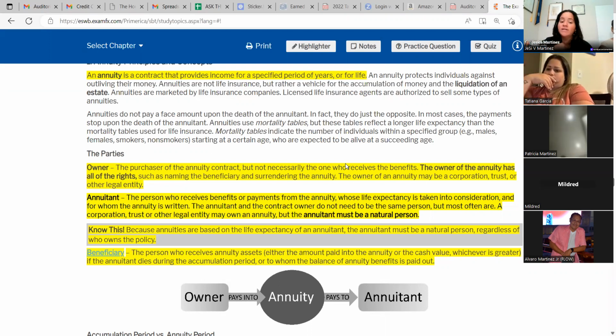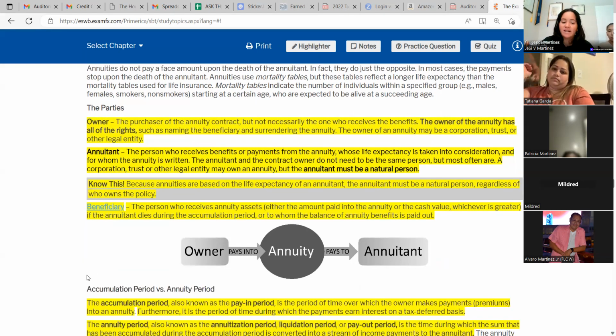So know this, because annuities are based on the life expectancy of an annuitant. The annuitant must be a natural person regardless of who owns the policy. So the owner of the policy can be a corporation, a trust, or a legal entity, like a paper basically, right? But because annuities are based on the age and life expectancy of a person, the annuitant can only be a natural person. The corporation can be the owner, but it can never be the annuitant. The annuitant has to be a person.